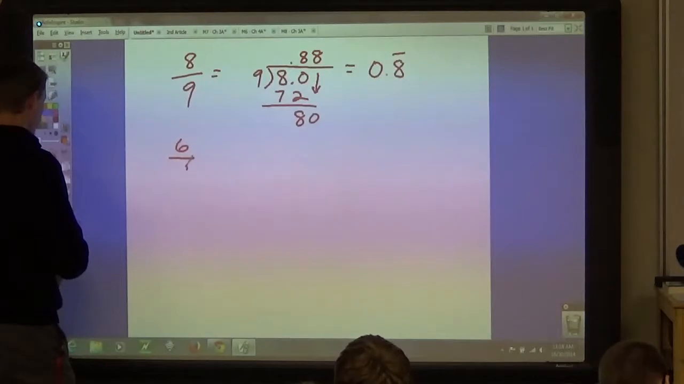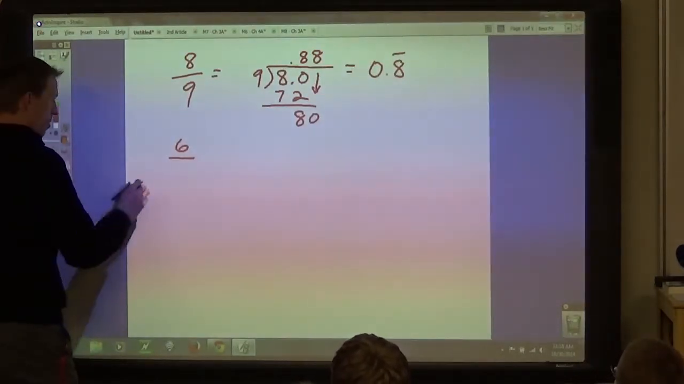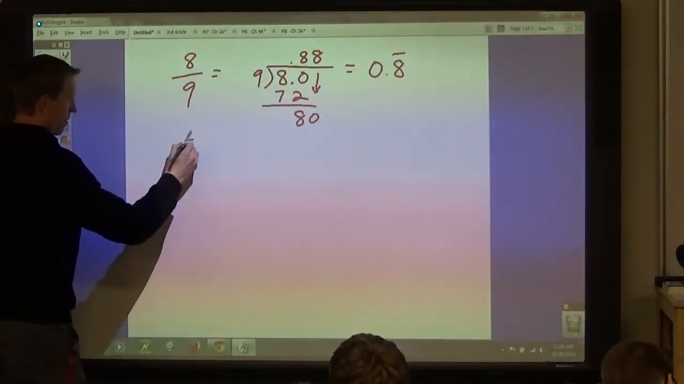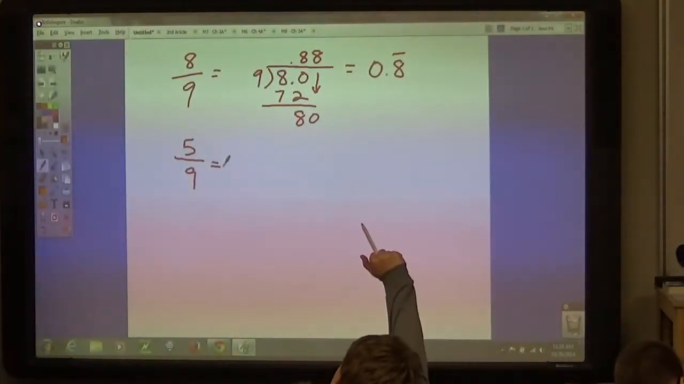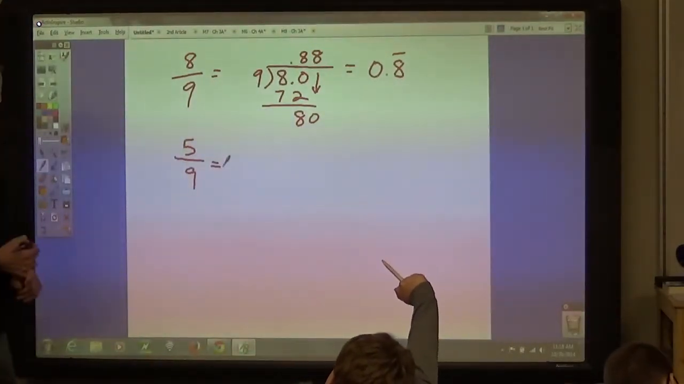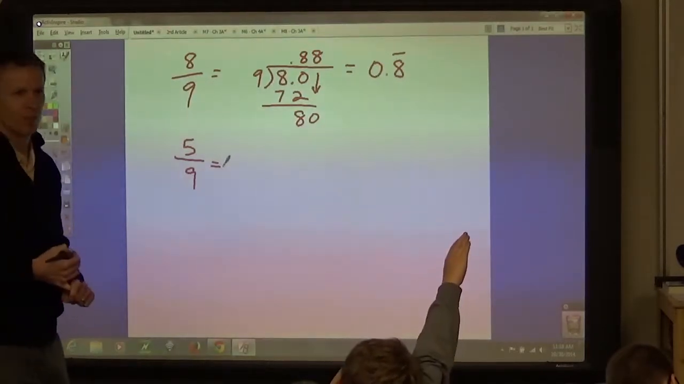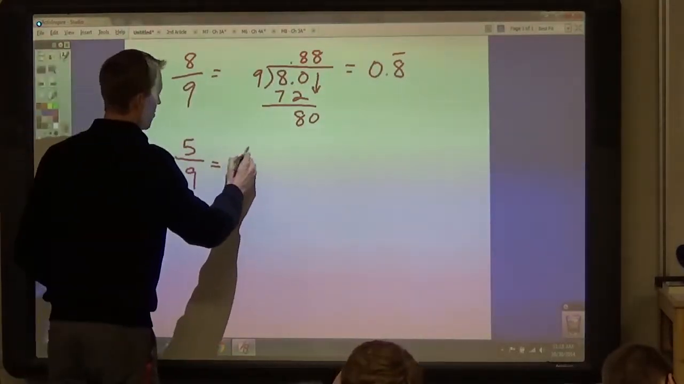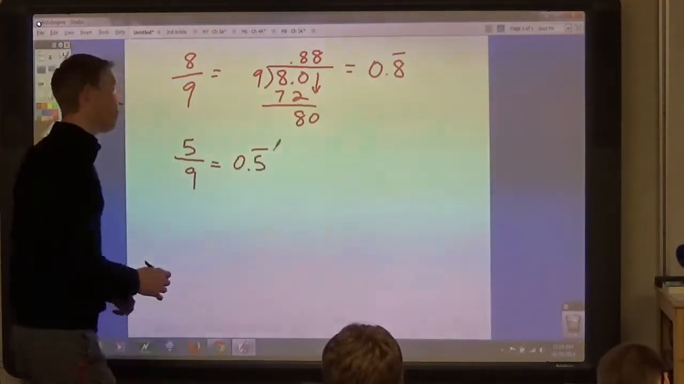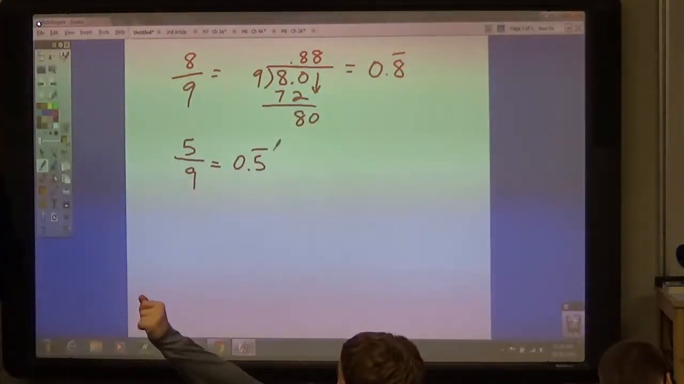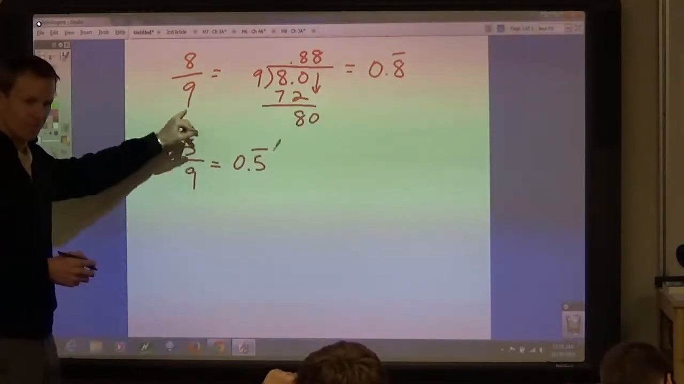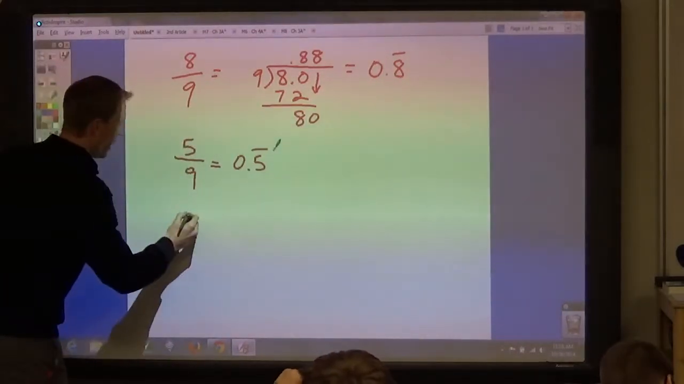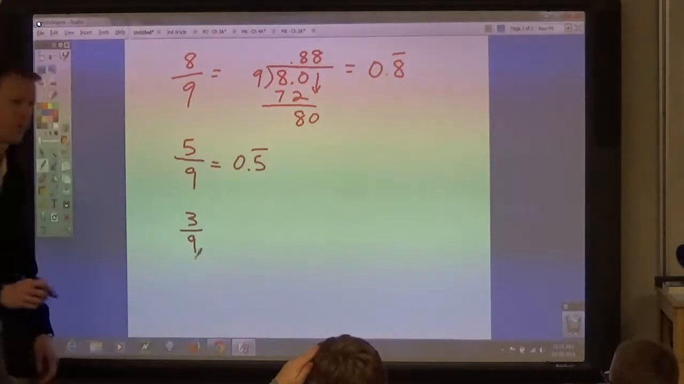So, does anyone guess what 6/9 is? Let's not use 6. How about 5/9? Anyone guess what 5/9 is? Great. 0.5 repeating. How about 4/9? It would work the same way. Yeah, that's a pattern for ninths.